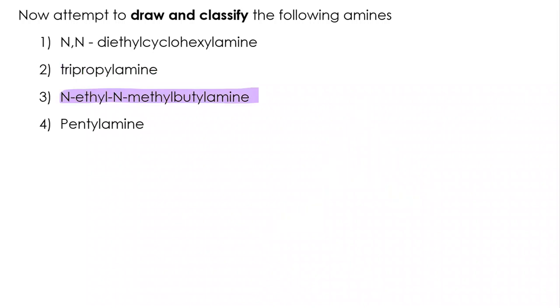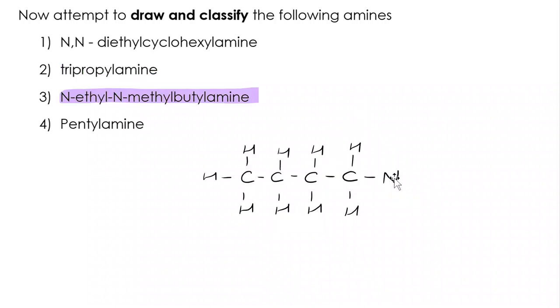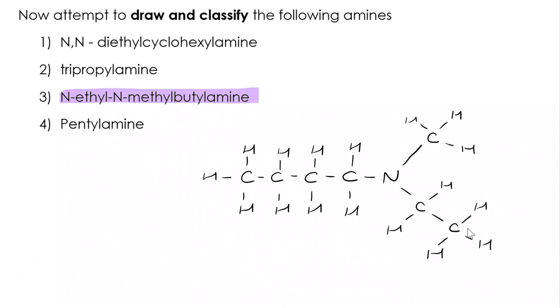Well, I'm going to start off with my butylamine, but instead of it being NH2, that's going to need a methyl group coming off because it's N-methyl, and an ethyl group coming off because it's N-ethyl. But again, you'll notice that ethyl goes alphabetically before the methyl. The butylamine, as the longest carbon chain, has gone at the end because we're starting with the butylamine group.